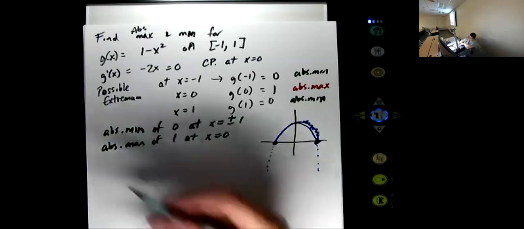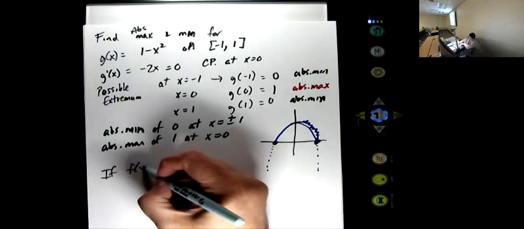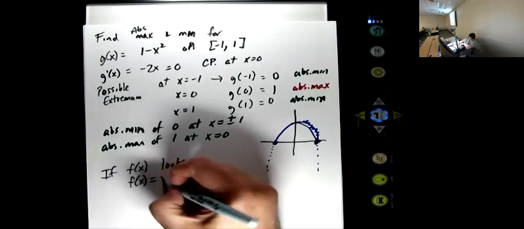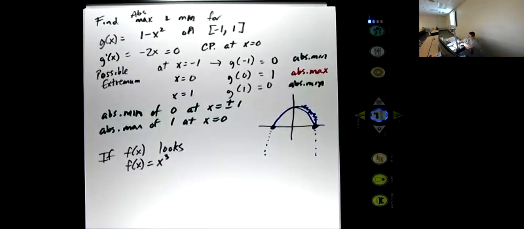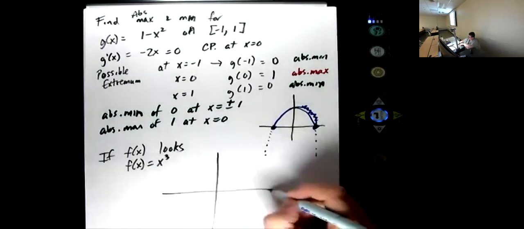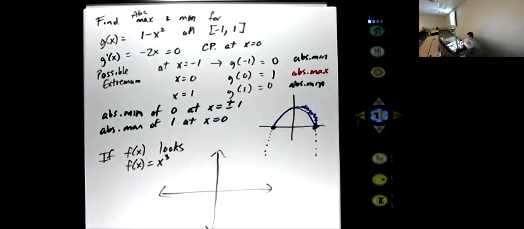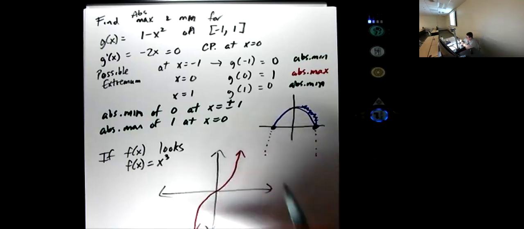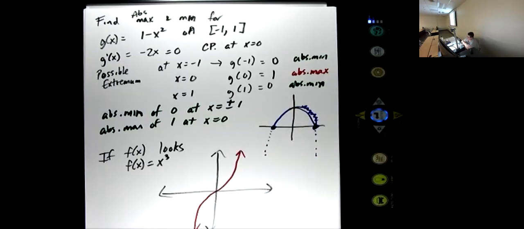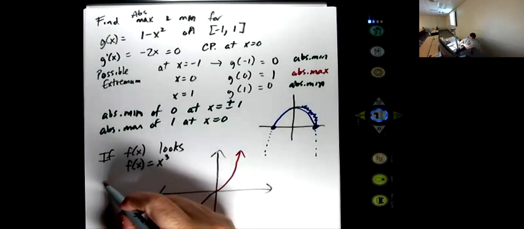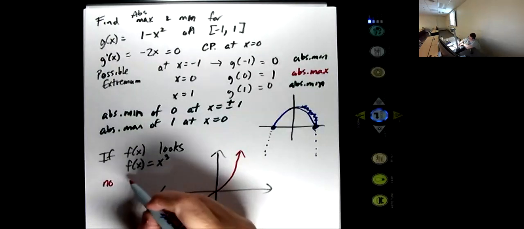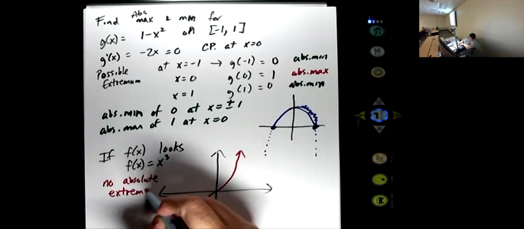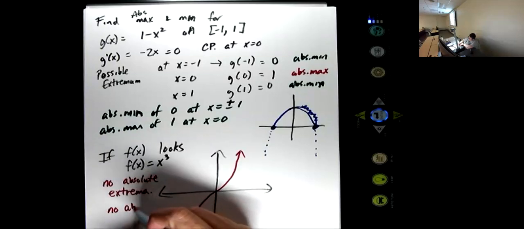If we have a graph, it looks like this. Now let's just say f of x equals x cubed. Give you one you guys know how to graph, not just make up some general wave. If we don't give it endpoints, there are no absolute extrema. No absolute max, no absolute min.